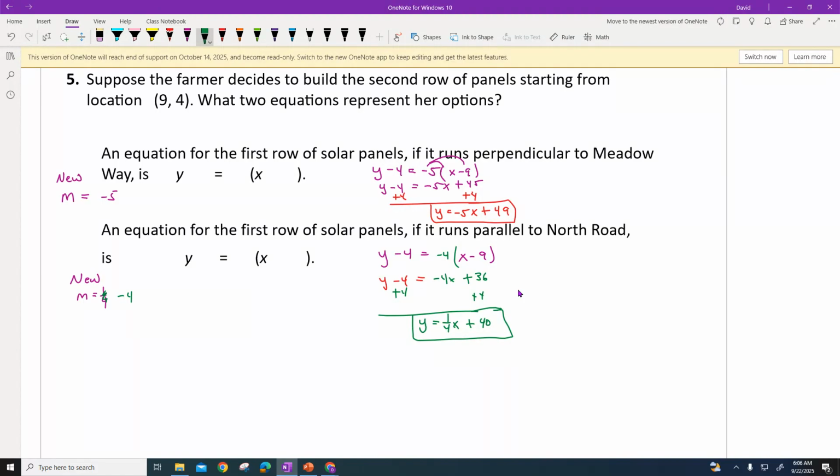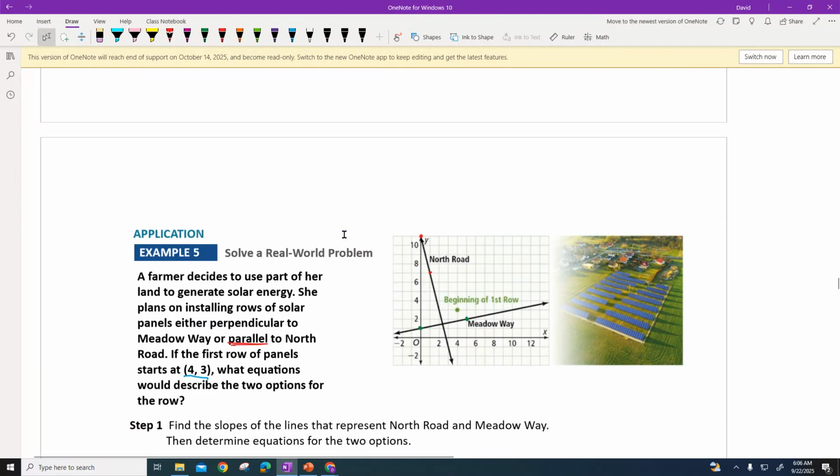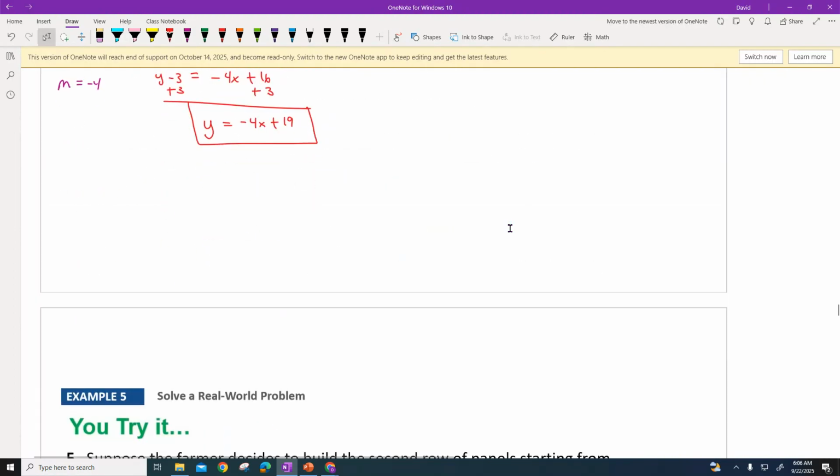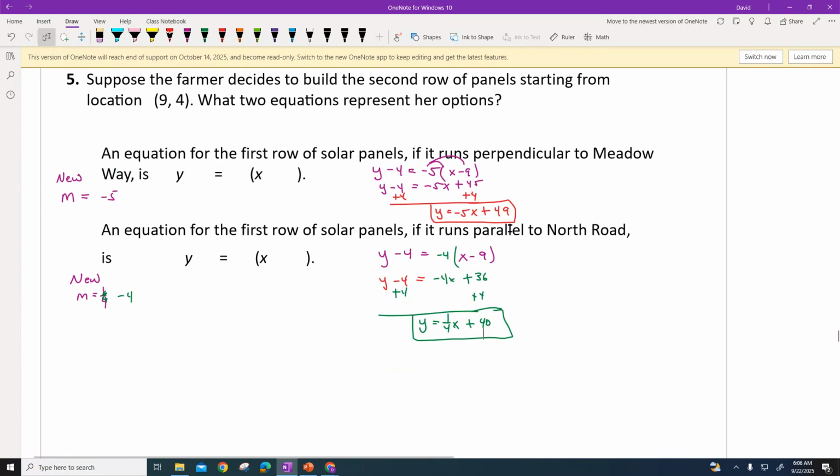Alright, sorry about that one. I gotta read the directions. Parallel, slopes are the same. They've got North Road. I'm gonna go back up there. North Road slope was a negative 4. That would be correct. Alright, so made a boo-boo there.